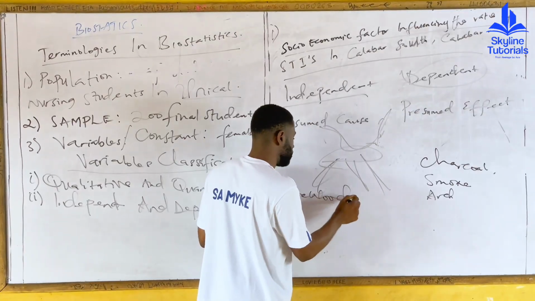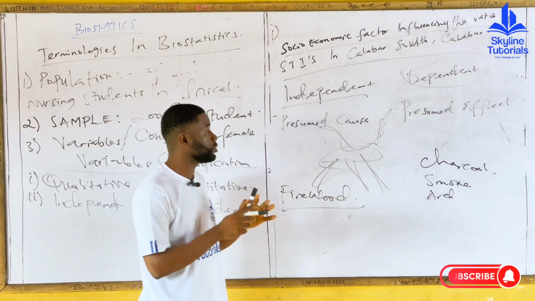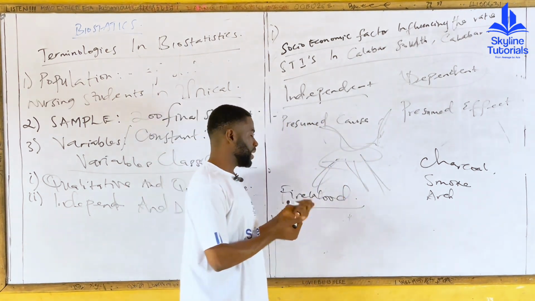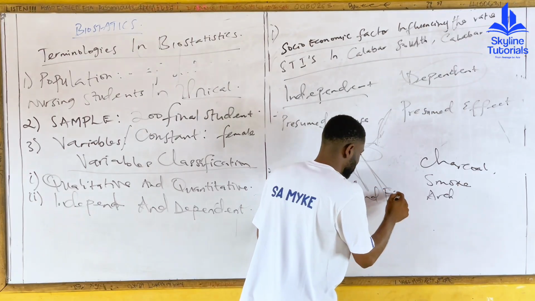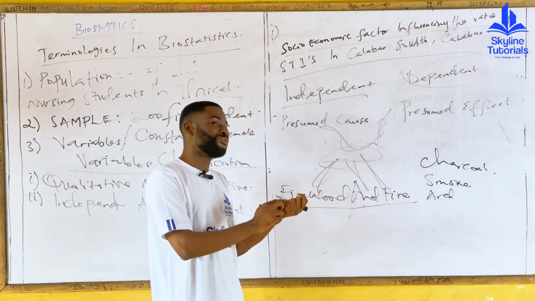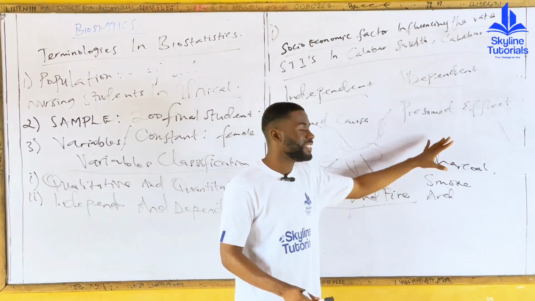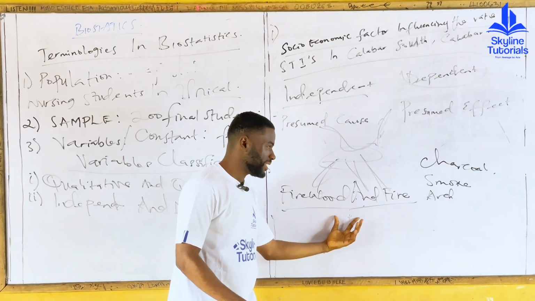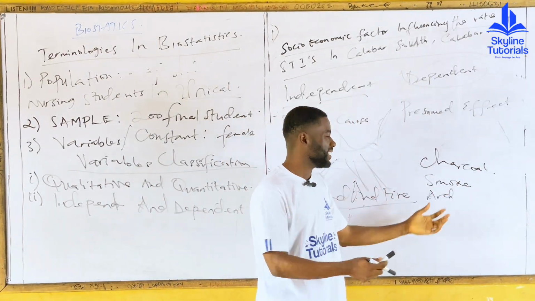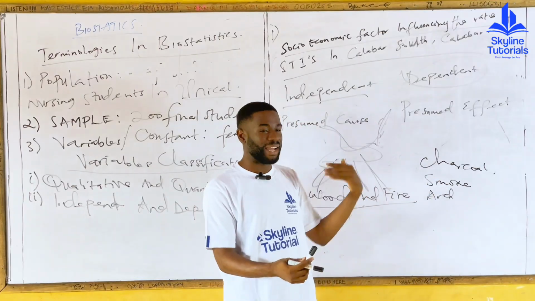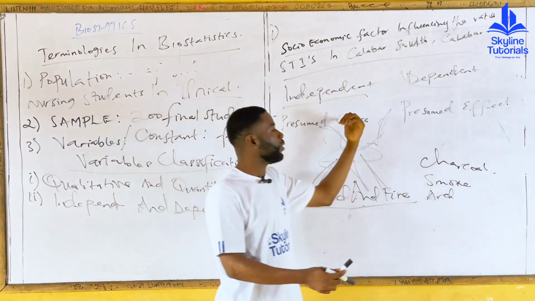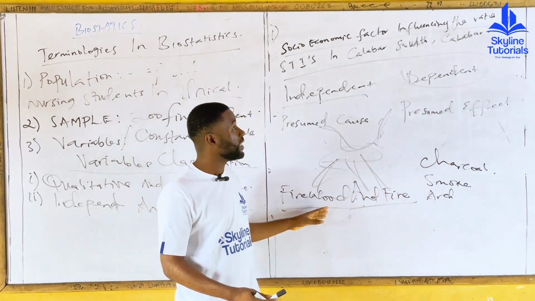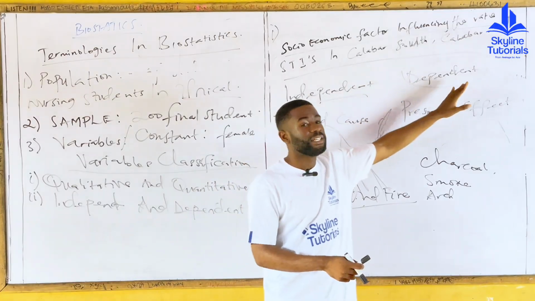So this can be used as a shortcut to remembering independent and dependent variable. The firewood is the presumed cause. Let's say the firewood and the fire, because they go hand in hand. This is the cause and this is the effect. So this is the product of this cause, and without this, it cannot be gotten. That is why it is dependent. The word dependent simply means rely. So the effect relies on the cause. There cannot be an effect without a cause. That is why it is termed an independent and dependent variable.